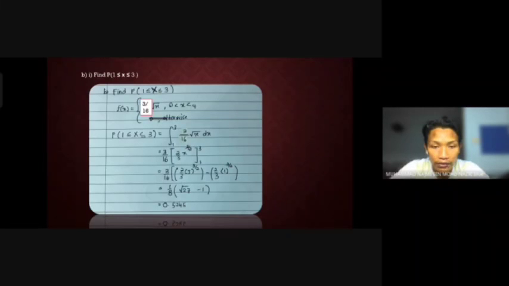Substitute the values 1 and 3 into the bracket of integration, 2 over 3 x to the power of 3 over 2, and by solving all the mathematical equations, we will get the final answer for the probability, which is 0.5245. That's the answer I provide for question B first Roman.